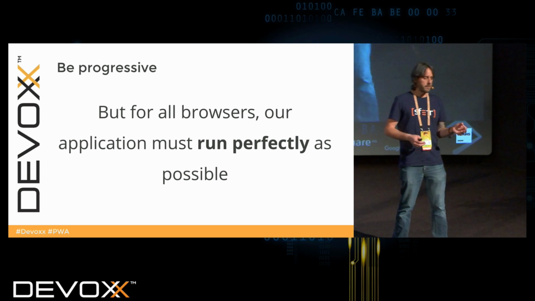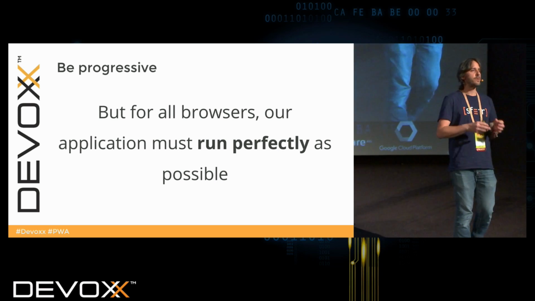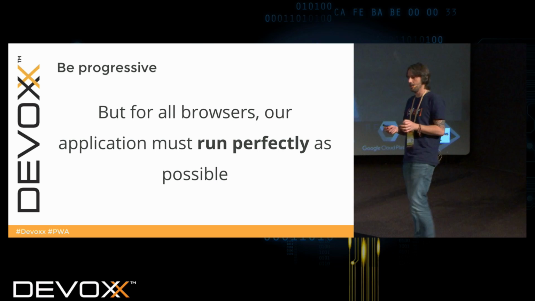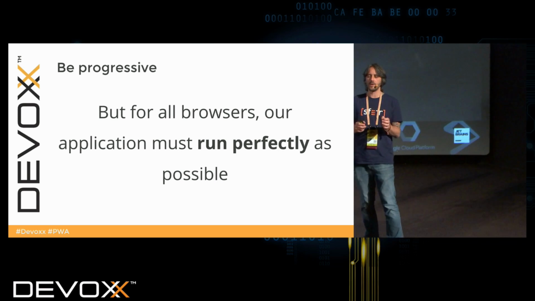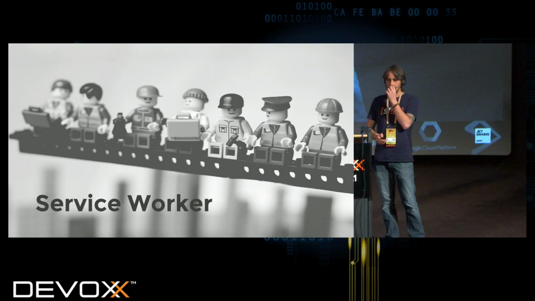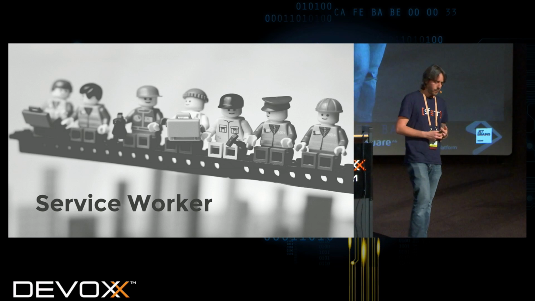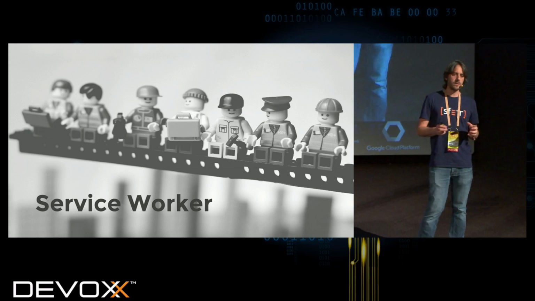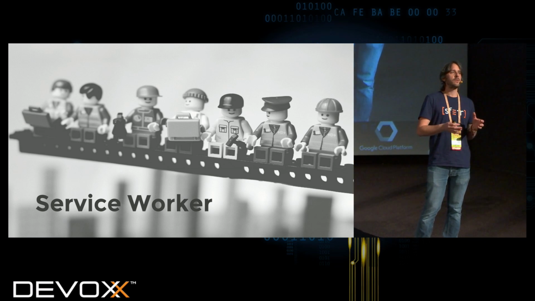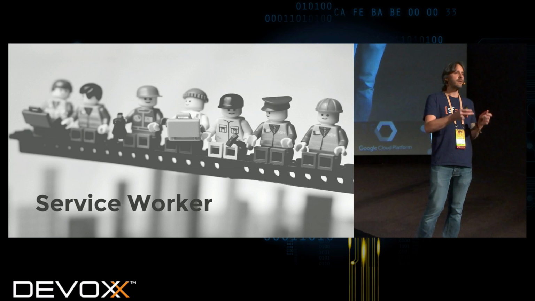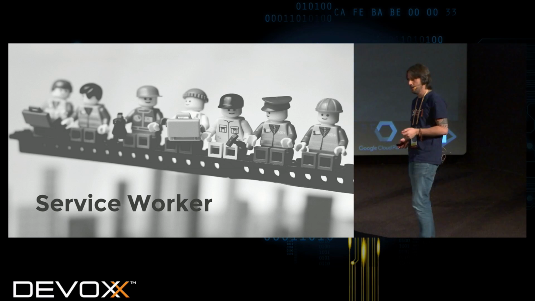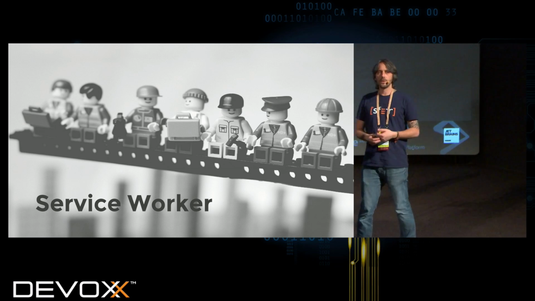For the other user, I mean, the application must work perfectly. So this is the main concept of the progressive web app. So, with that said, we are going to see the most important part we are going to use to make that kind of progressive approach. It's called a service worker.